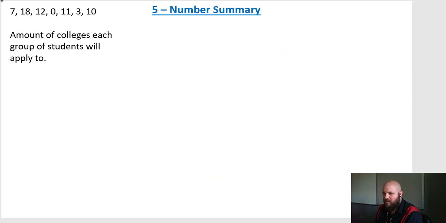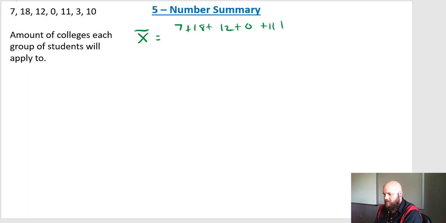All right, so now with that, let's go ahead and find the mean. Our mean is notated by x bar, in which case our mean is adding up these values and dividing by the total. So we have 7, 18, 12, plus 0, 11, plus 3, plus 10. All that is divided by 7.